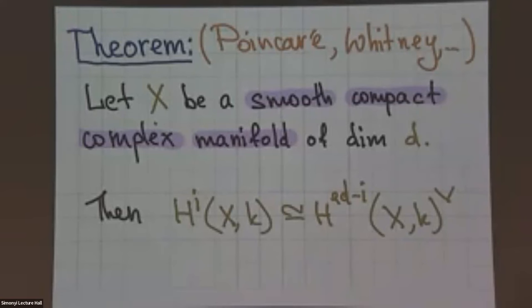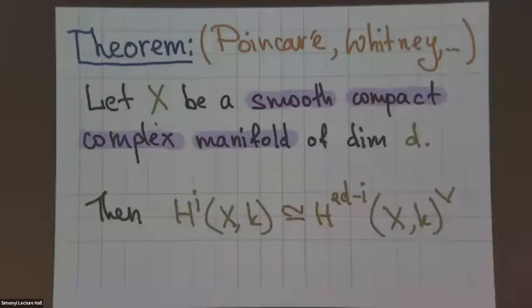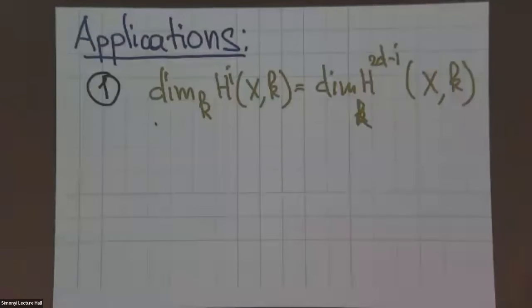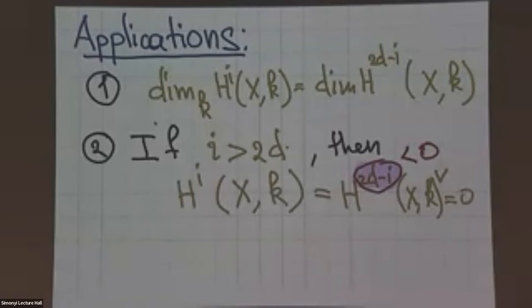Let me mention some immediate consequences of this result. The first one is that we have a duality of groups, so we can pass to dimensions as K vector spaces, and you have equality of dimensions. In particular, an immediate consequence concerns the vanishing of cohomology groups outside the range from 0 to 2D: H^i is dual to H^(2D minus i), but 2D minus i is negative in this case, and so this group is just zero.